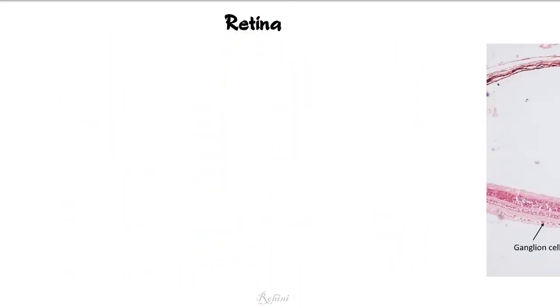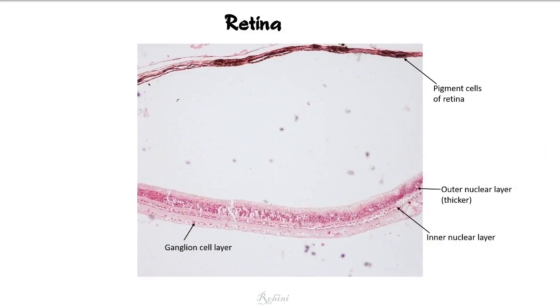The outermost layer of retina is the pigment cells, followed by the layer of rods and cones. There is a wide gap between these 2 layers since the pigment cells get detached during the process of slide preparation. The next layer is the outer nuclear layer, which can be differentiated from the inner nuclear layer since it is thicker.